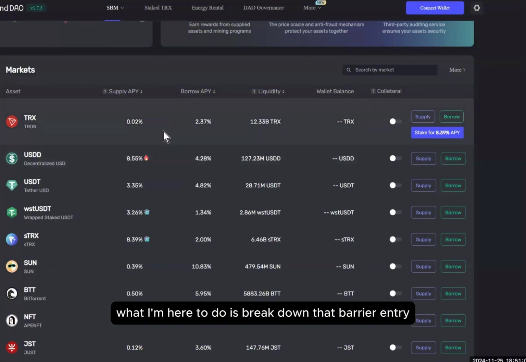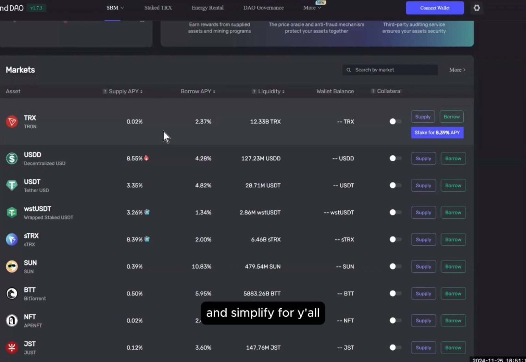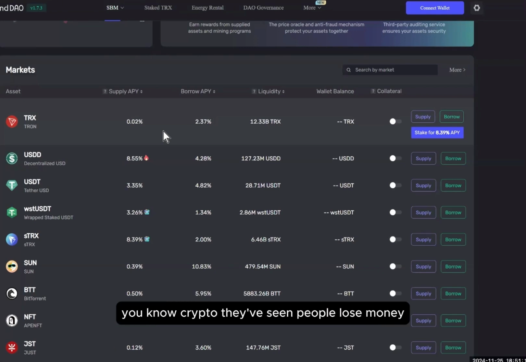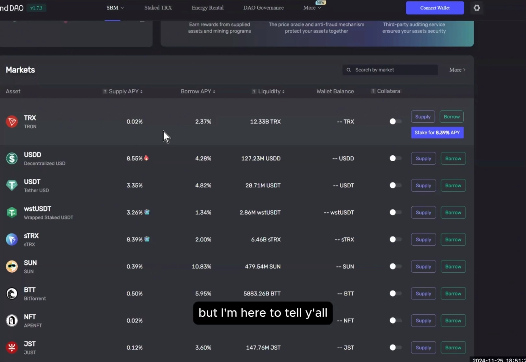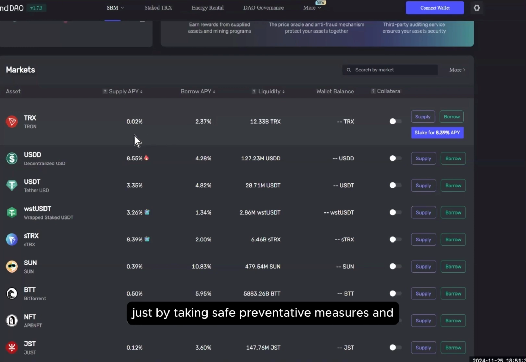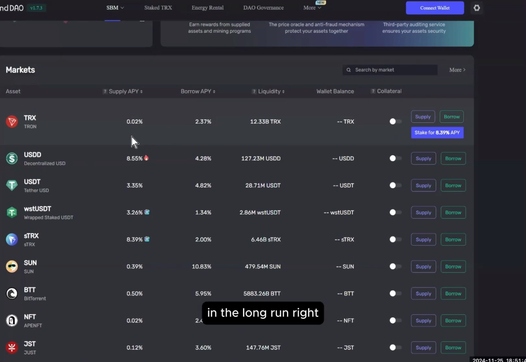But what I'm here to do is break down that barrier to entry and simplify it for y'all, because I know most people are scared of crypto. They've seen people lose money. They've lost money in this, and it's discouraging. But I'm here to tell y'all, as long as you're playing everything fundamentally right, it's a game of trial and error, and you can really win in this space just by taking safe preventative measures and actually doing things that are going to help you beat out inflation in the long run, right?